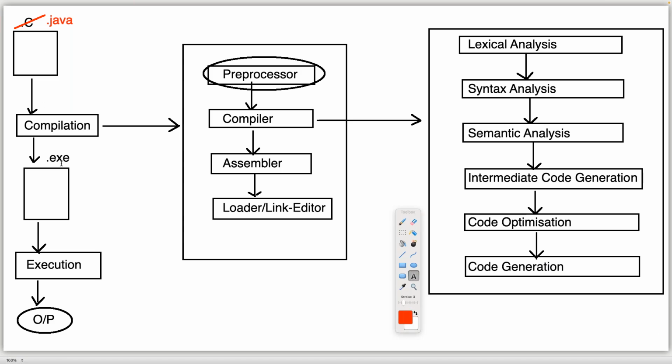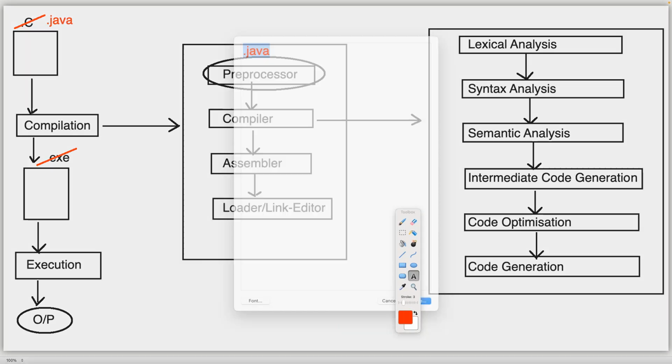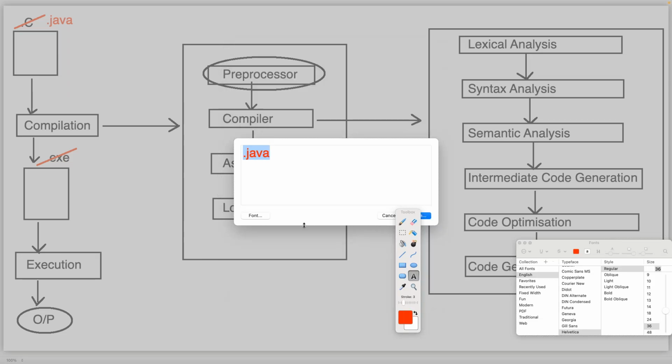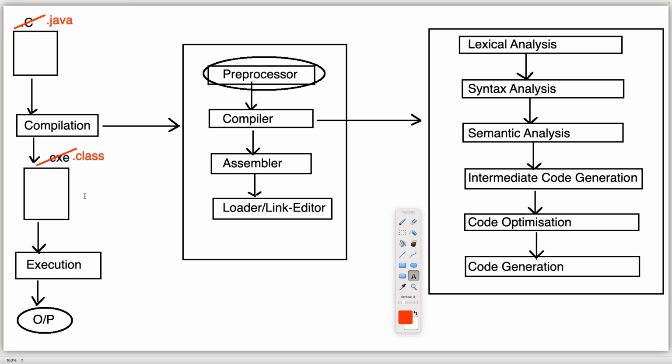After compilation of the C program, we are getting a .exe file. But in Java, we are not going to have a .exe file. In Java, it's very clear that we are able to have .class files.